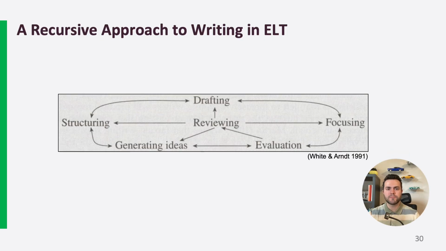Unlike the linear approach we've just talked about, the model presented here shows that writing is recursive, meaning that writers often move back and forth between stages. For example, you might generate ideas, start drafting, then go back to brainstorming or restructuring based on feedback and evaluation. So there is a constant loop of reviewing, evaluating, and refining. And this, in fact, reflects how experienced writers actually work. They revisit and reshape their text as they go, instead of moving step by step in a fixed linear fashion.